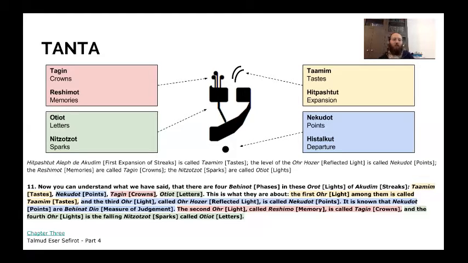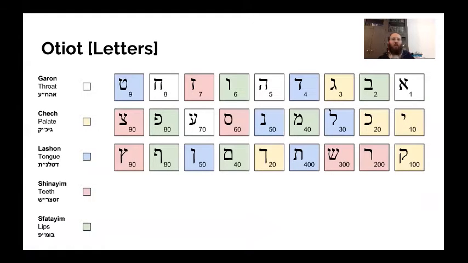I think we'll move forward. Otiyot, letters. So what we have here is all the different letters of the Hebrew alphabet. So first let's go over them.